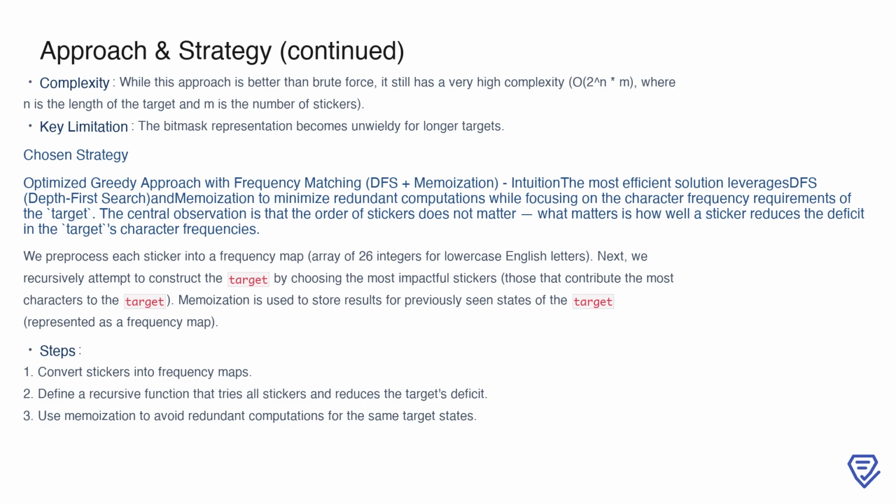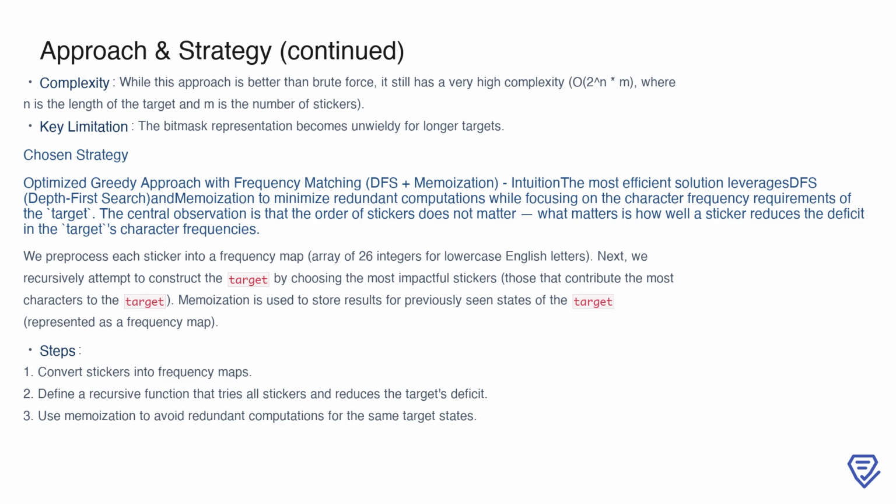Instead, the chosen strategy takes a more efficient route by combining greedy principles with frequency matching, implemented through depth-first search and memoization. The key observation is that the order of stickers doesn't matter. What's important is how effectively a sticker reduces the deficit in the target's character frequencies. To achieve this, we pre-process each sticker into a frequency map, essentially an array of 26 integers that represent the counts of each lowercase English letter. With this pre-processing done, we define a recursive function that systematically attempts to construct the target.